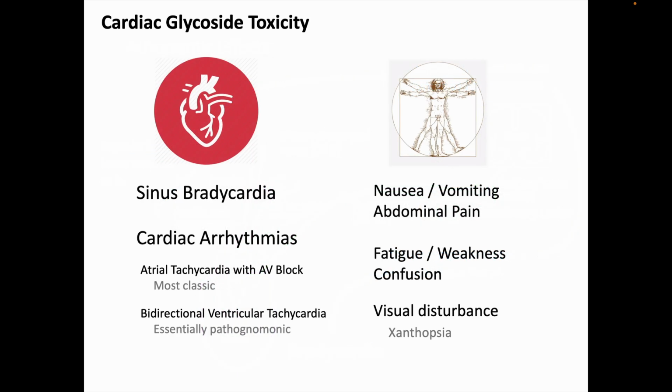With cardiac glycoside toxicity, we will often see bradycardia due to that vagal stimulation. But any number of cardiac arrhythmias might also occur, since there is also increased automaticity with AV block. The most classic cardiac arrhythmia is atrial tachycardia with variable AV block. The most pathognomonic arrhythmia with cardiac glycoside toxicity, although it is rarely seen, is bidirectional ventricular tachycardia. Other systemic effects include nausea and vomiting, abdominal pain, fatigue, weakness and confusion, and xanthopsia, a visual disturbance that we'll briefly return to in a later slide.